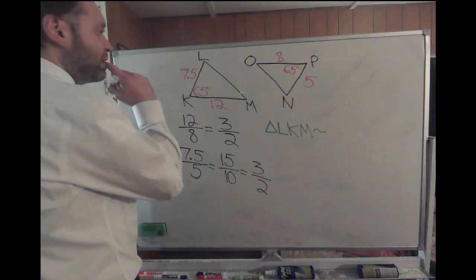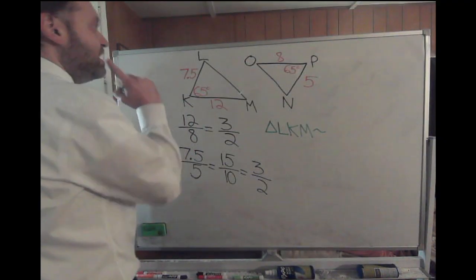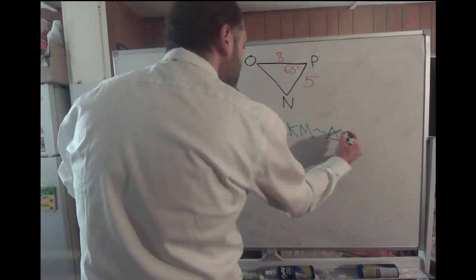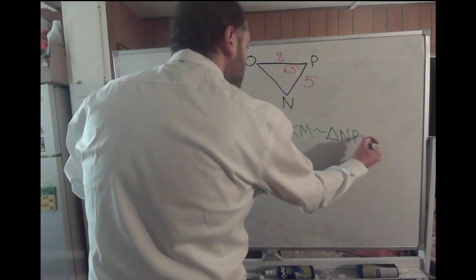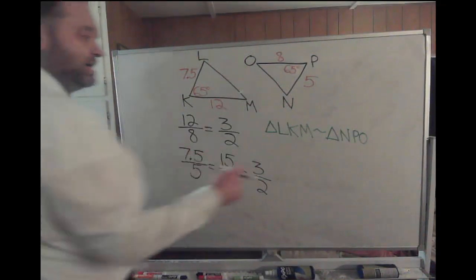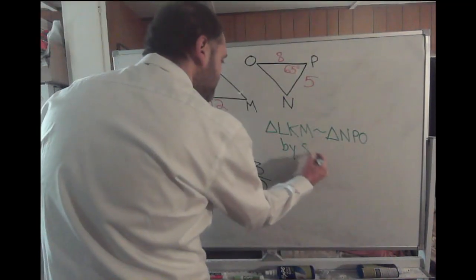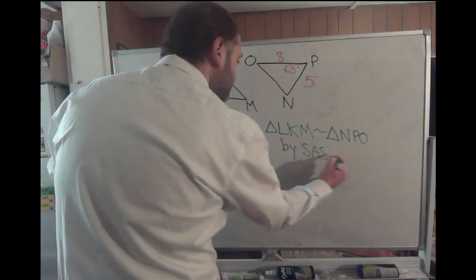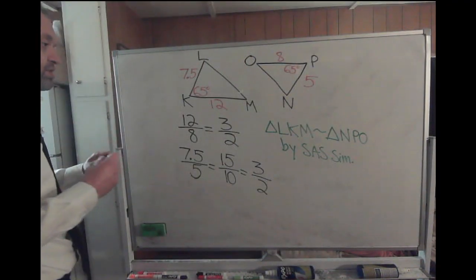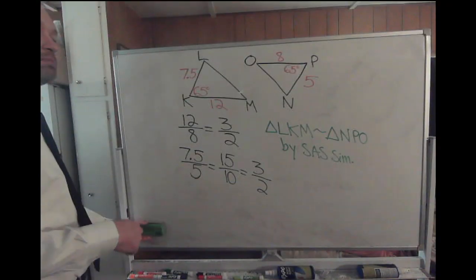Let's see, I want to word this right. Triangle NPO. When it's flipped, it's a little weird. So triangle LKM is similar to triangle NPO by the side-angle-side similarity theorem. That would be the answer. So LKM is similar to NPO by the side-angle-side similarity theorem.